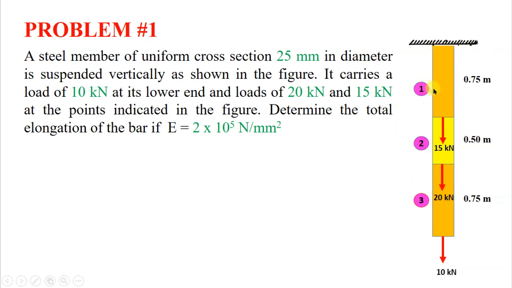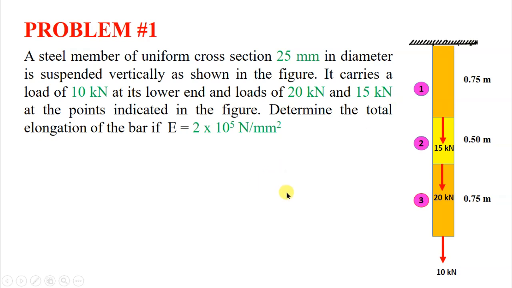It consists of three sections 1, 2 and 3. One is of 0.75 meters length. Section 2 is of 0.5 meter length with a load 15 kN at the junction, and section 3 is of 0.75 meters with a load 20 kN at the junction, and another load 10 kN is acting at the end of the bar, and the whole bar is fixed on the top.